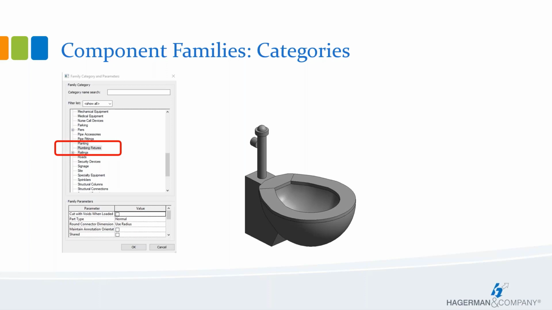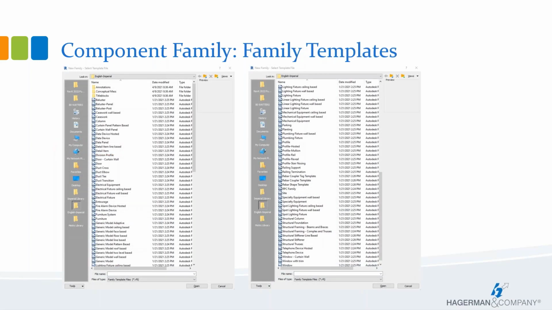If you are working with an existing model in the family editor, you can check its category setting via the family and category settings window. In this case, you can see this plumbing fixture has been set to plumbing fixtures. All right. Now, the other option with respect to categories is you can start your model from one of the family templates provided with the software. This will ensure that your model is already assigned to the proper category.